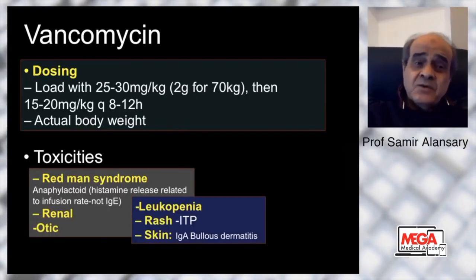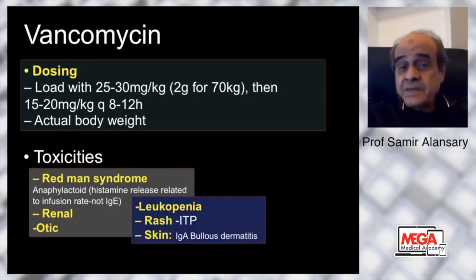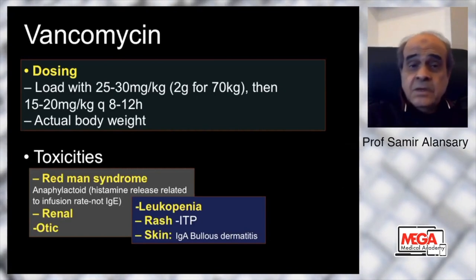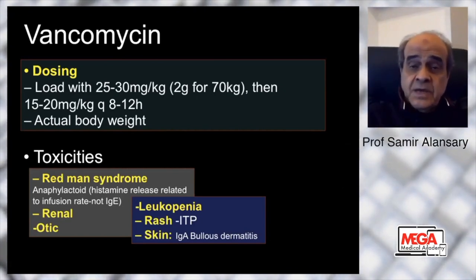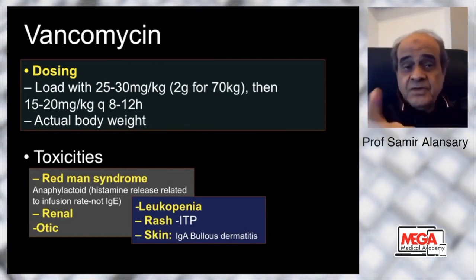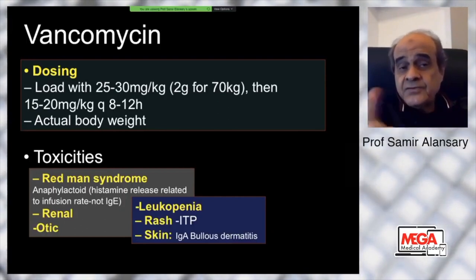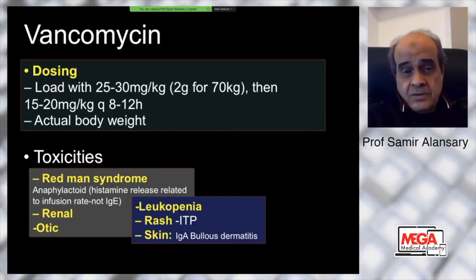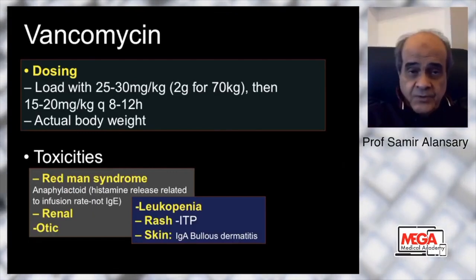For vancomycin dosing, load with 25 to 30 milligram per kg. We prefer this high dose, 2 gram for a 70 kilogram patient. And then after that, 15 to 20 milligram per kg every 8 to 12 hours, from actual body weight, of course.